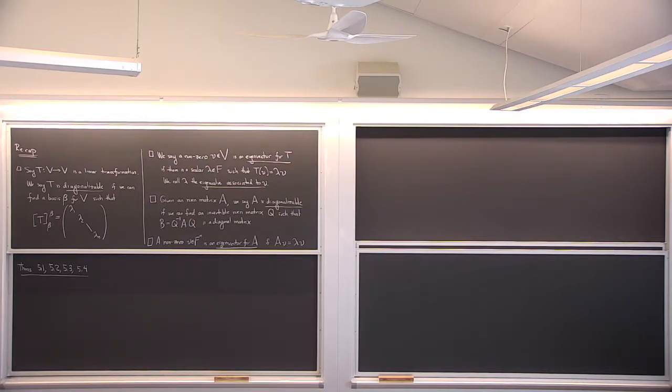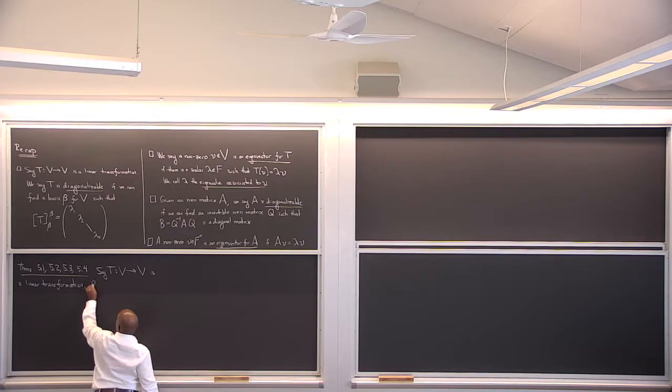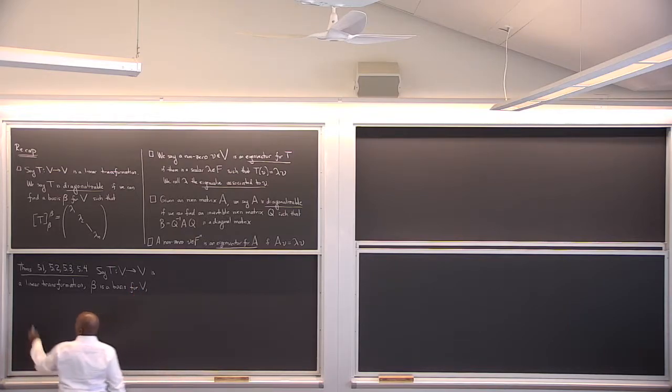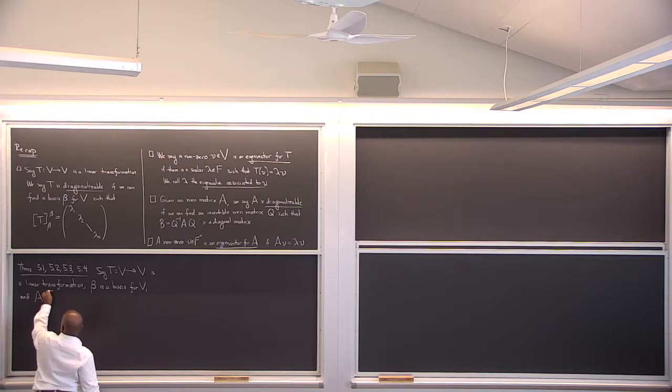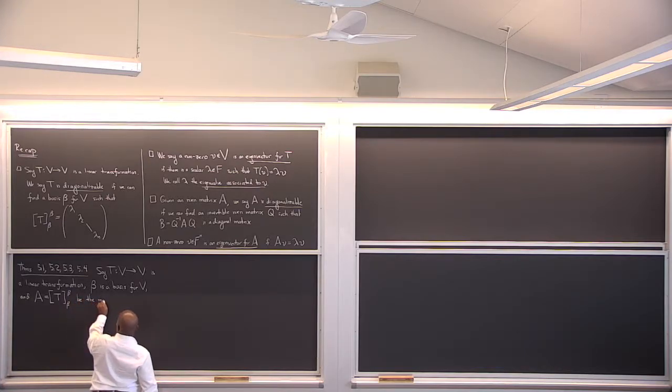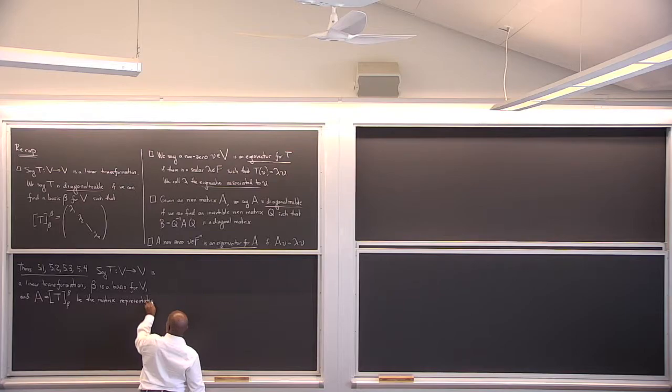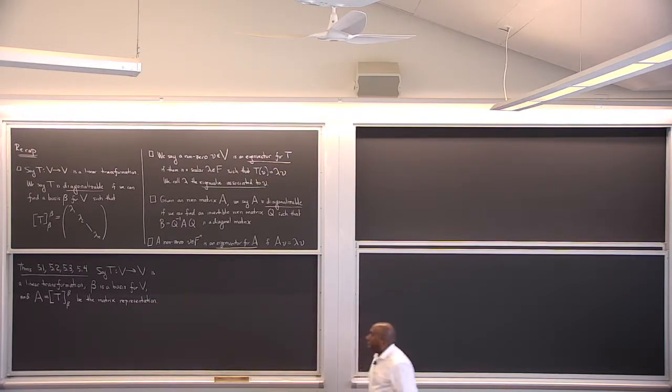And here now we want to write down 3 objects. Let's say that T is a linear transformation. Beta is a basis for V. And let's let A be this matrix representation. So with these 3, there are 3 results I'd like to write down.